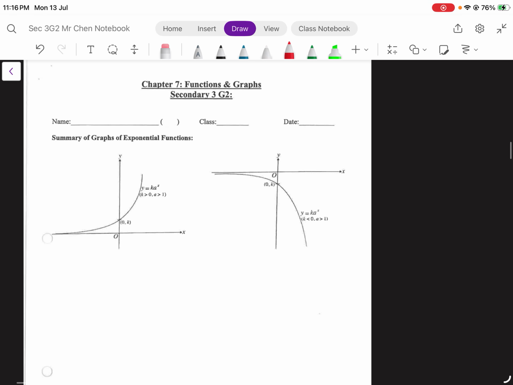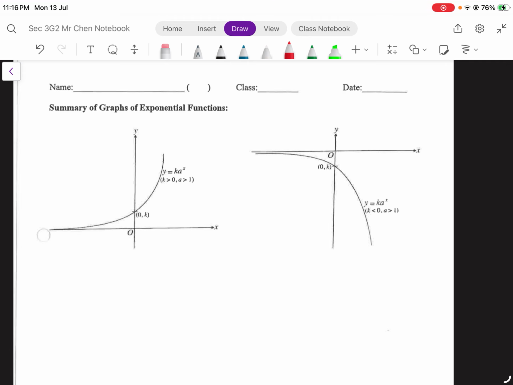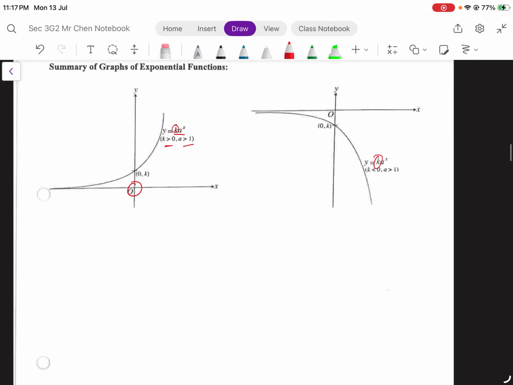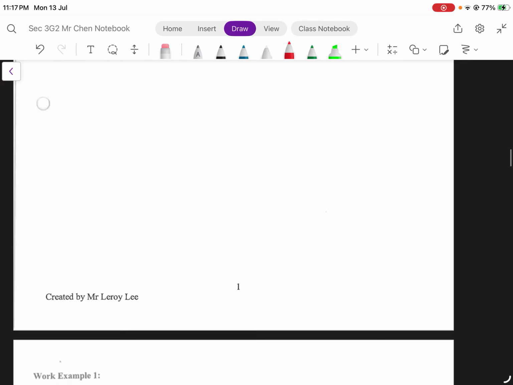Right, so now you will learn about graphs of exponential functions. So you will see exponential is like y equals a to the power x. Okay, so you notice it goes up here. It doesn't even go through the origin. Likewise, this is when a is more than 1. But this one is when k is more than 0. So it's positive k, it goes up. Negative k, it goes down.